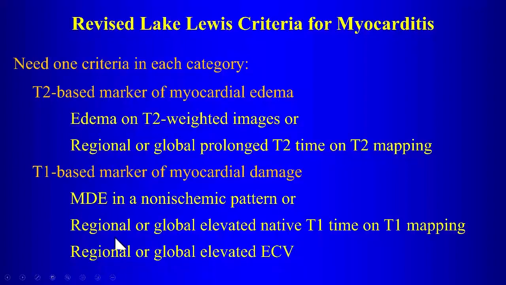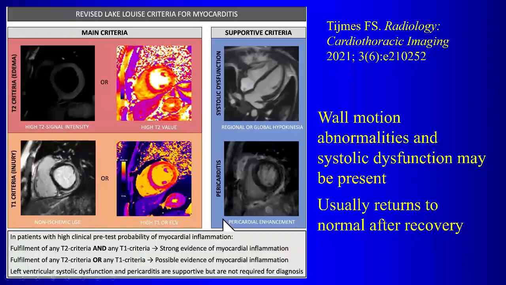But other things, if you do T1 mapping: regional or global elevated native T1 time on T1 mapping, or elevated extracellular volume fraction. We've discussed how we get these, but these are also sequences that you can use with MR to support your diagnosis of myocarditis.